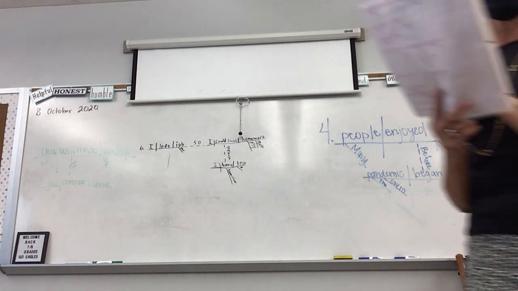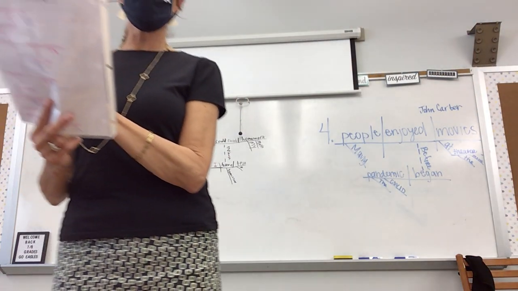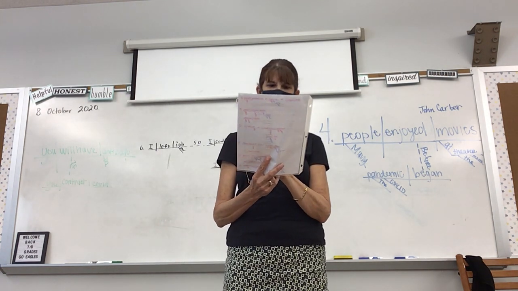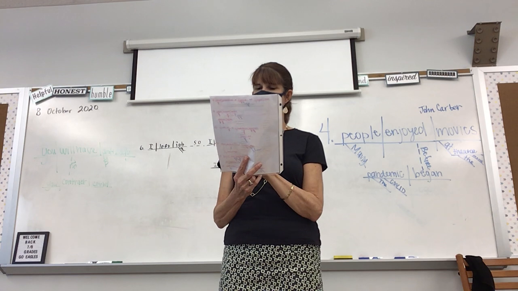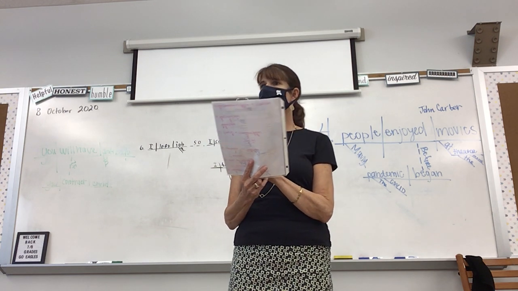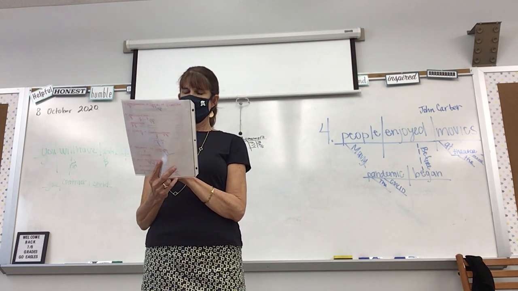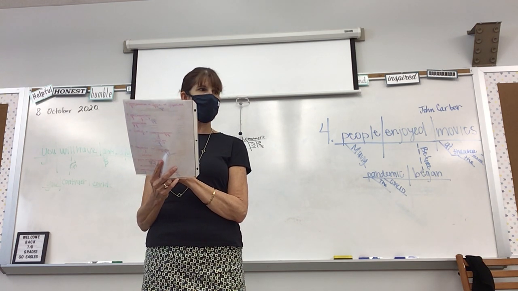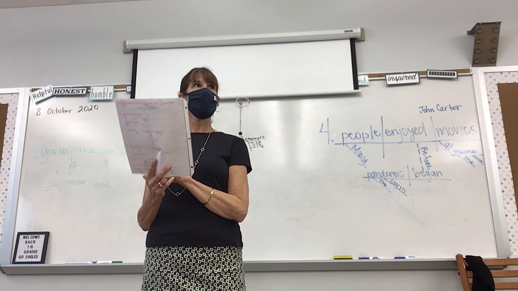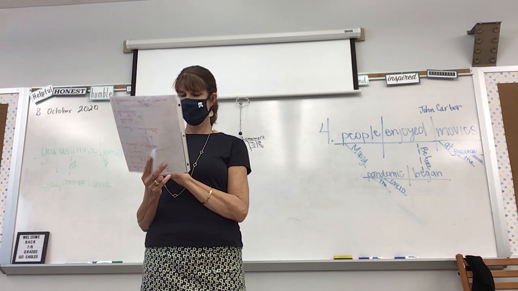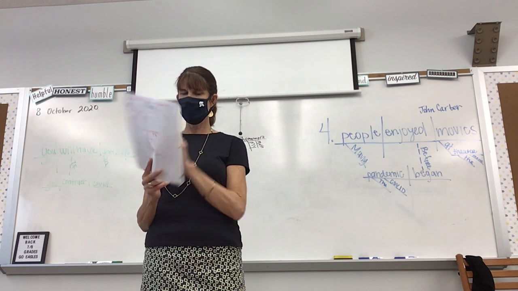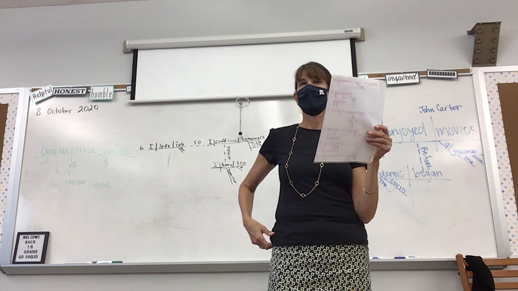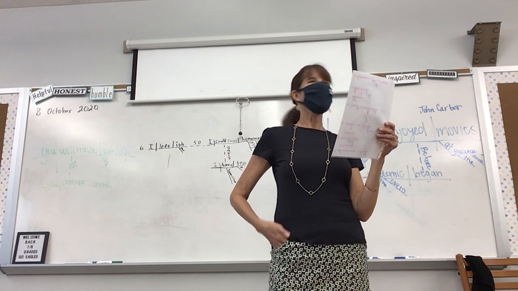Number 2 is compound. Number 3 is complex. Number 4 is complex. Number 5 is simple. Number 6 is compound complex. Number 7 is complex. Number 8 is compound complex. Number 9 is compound complex. Number 10 is complex. 11 is complex. And 12 is compound. Okay, did anybody get this right?